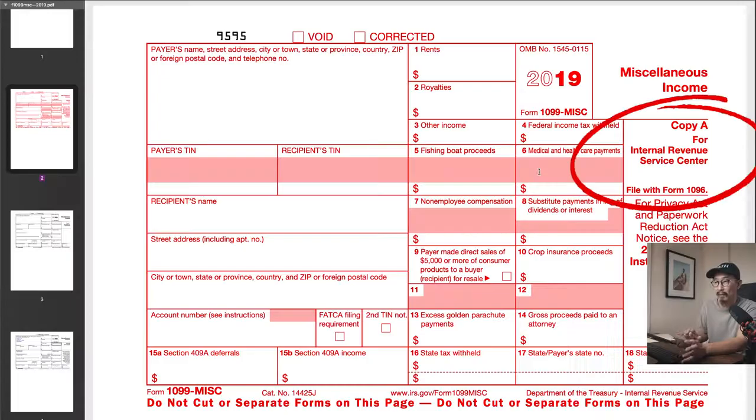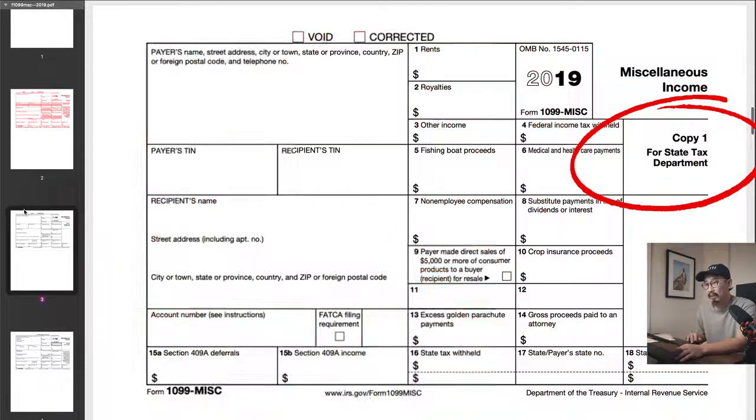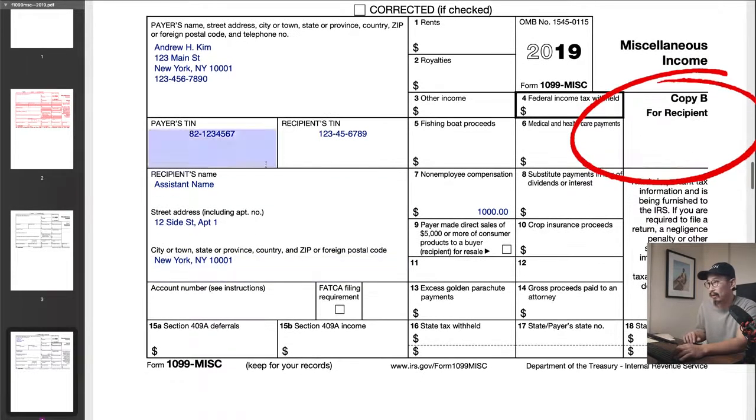So the first top copy, the red copy, will go to IRS for you to file as the employer. The second copy will go to your state. If your state requires you to file this form to them as well, then you're going to send in the second one, which is copy 1. New York State does not require this, so I don't have to do this. I just need to send in the first red copy to the federal IRS.